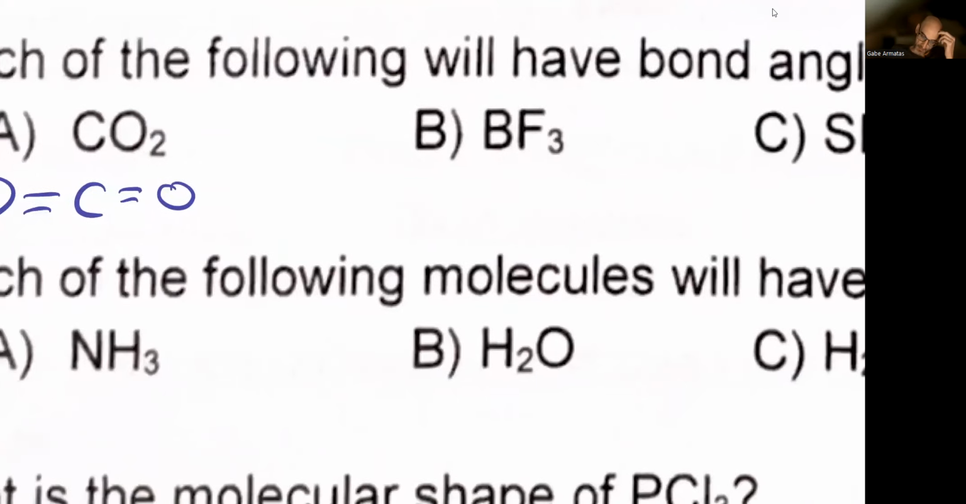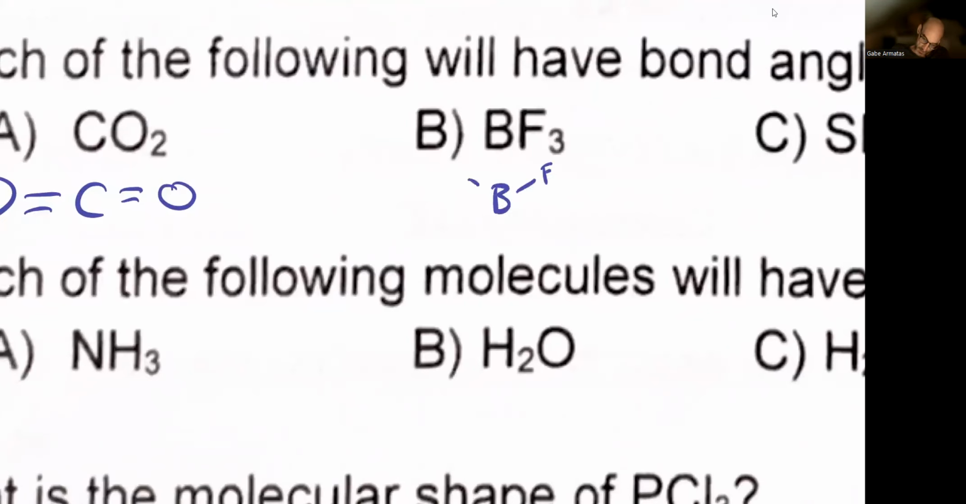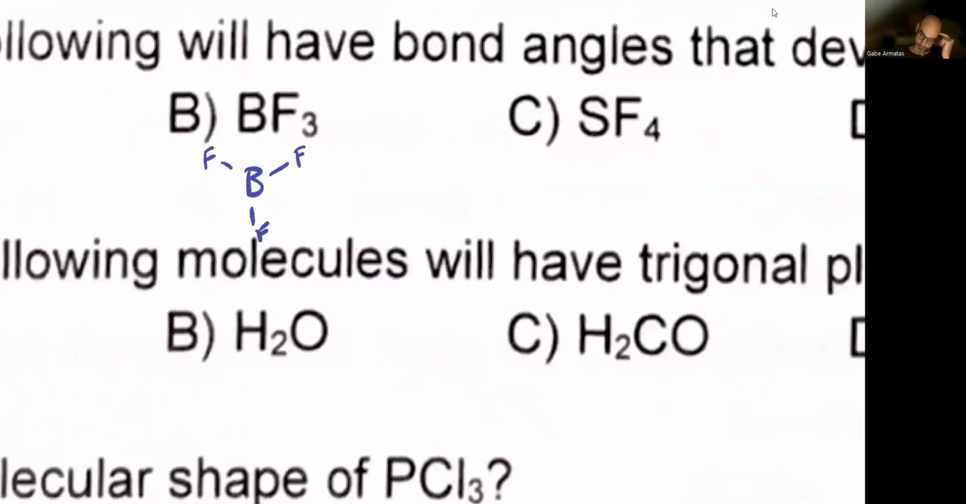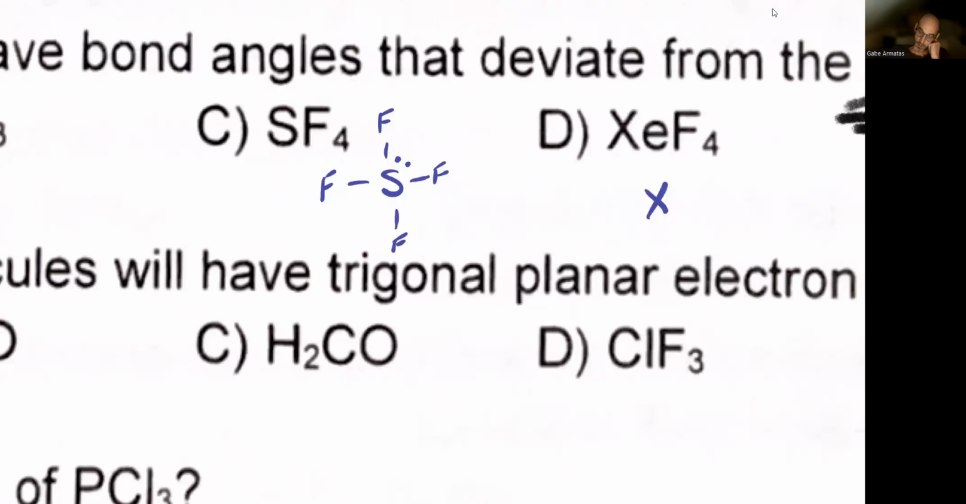Next up, BF3. Boron is one of these ones that is actually trigonal planar, and that's it. There's nothing else on the boron. SF4. Sulfur is a little bit weird. Sulfur is going to have 4 fluorines, but we're actually going to have two electrons on that sulfur. And XeF4.